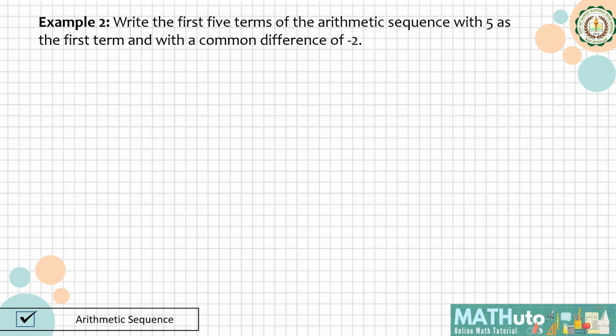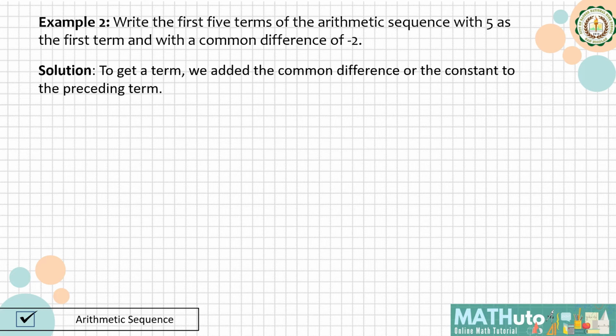Another example: write the first five terms of the arithmetic sequence with 5 as the first term and with a common difference of -2. To get a term, we add the common difference or the constant to the preceding term. For the first term, a sub 1 is equal to 5. This is given. For the second term, we will add the first term to the common difference of -2. Therefore, a sub 2 is equal to a sub 1 plus -2. That will become 5 plus -2, which is equal to 3. Therefore, the second term is 3.